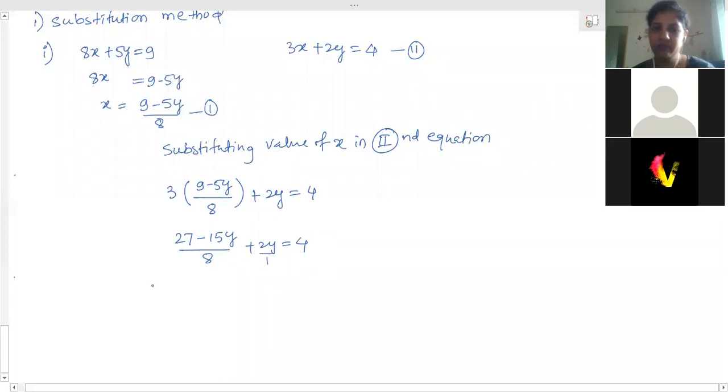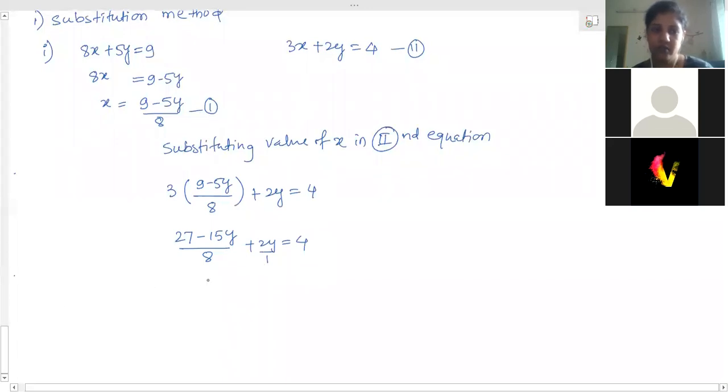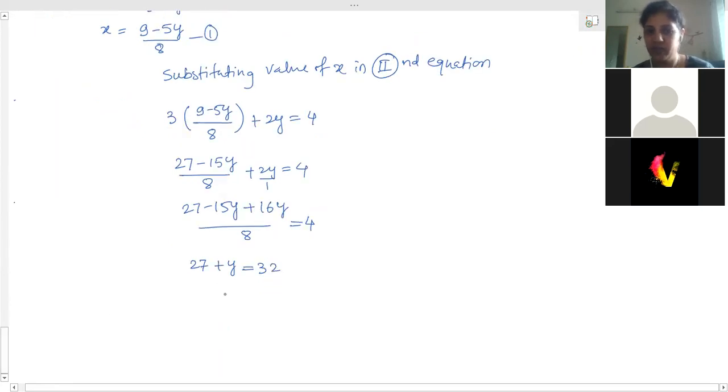Now take the LCM: (27 minus 15y plus 16y) by 8 is equal to 4. So 27 minus 15y plus 16y is plus y. 8 will go to the other side as 32, since 8 fours are 32. So 27 will be transferred to the other side. y is equal to 32 minus 27, that is equal to 5. The value of y we got as 5.